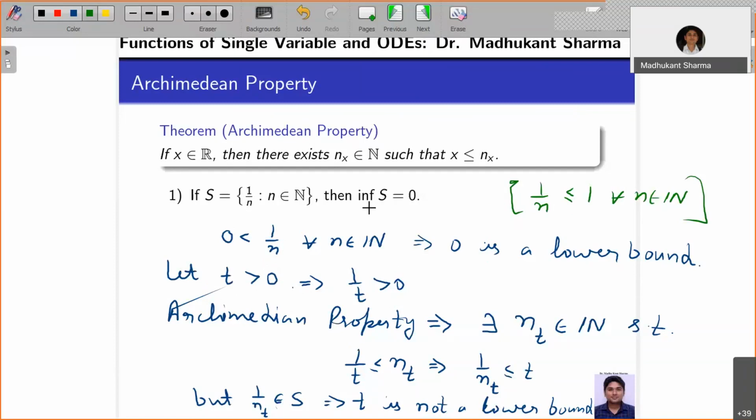Okay, right. Now similarly you can show that the supremum of S is 1, which is inside the S. That also you can prove. That I can leave as an exercise for you. Very similarly, you have to go with it.